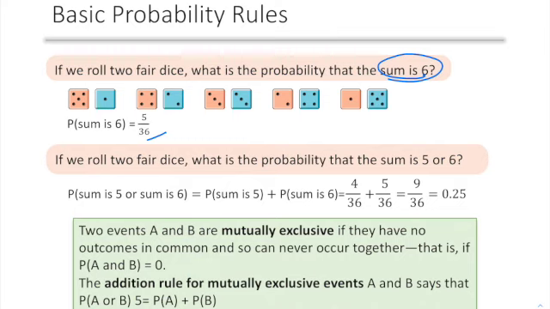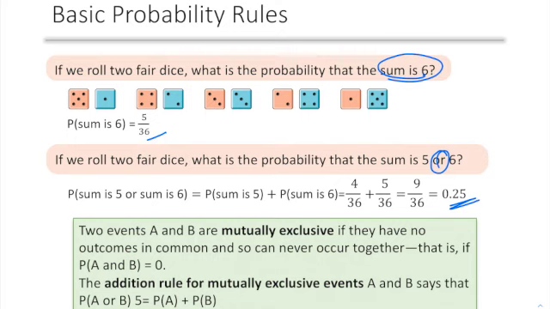So if we roll 2 fair dice, what is the probability that the sum is 5 or 6? Well, we're going to add them together. 4 over 36 plus 5 over 36. A total of 9 out of the 36 possible outcomes, or 0.25 as a combined probability.